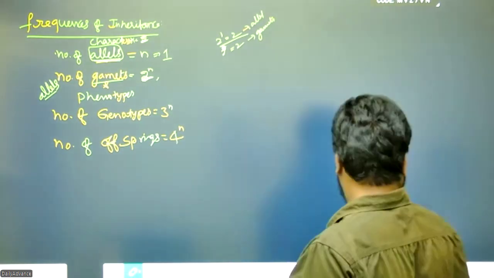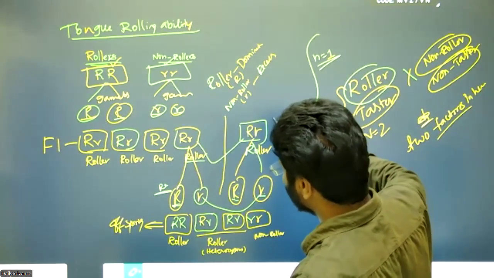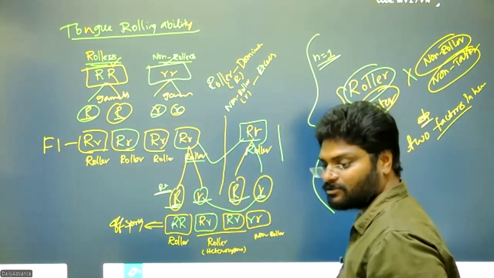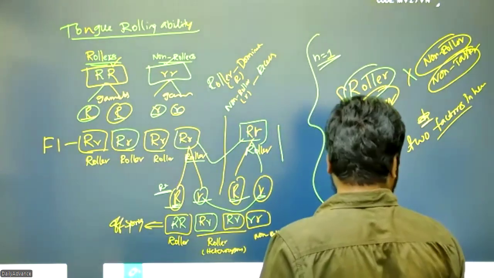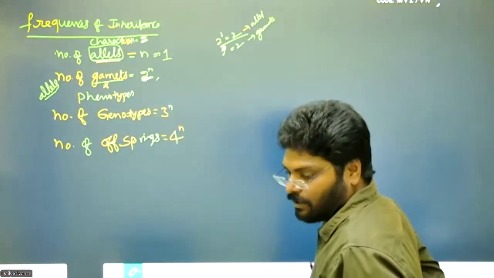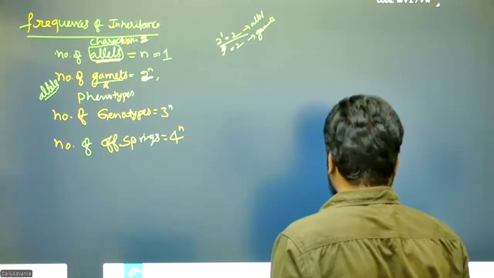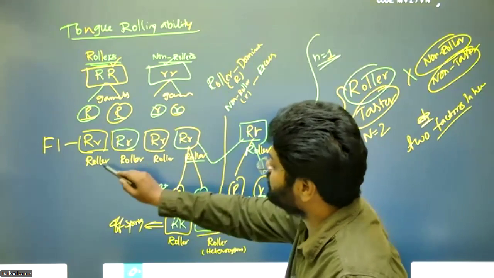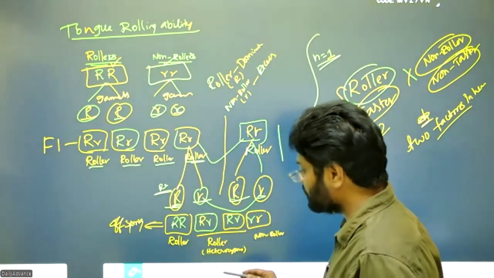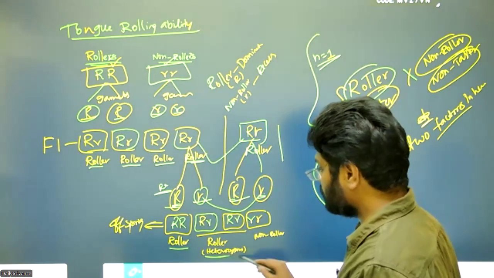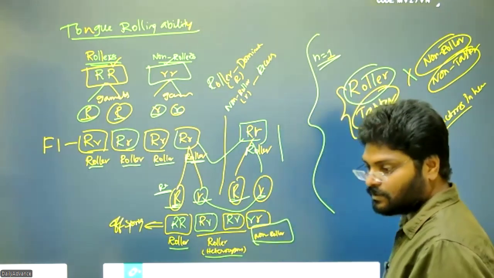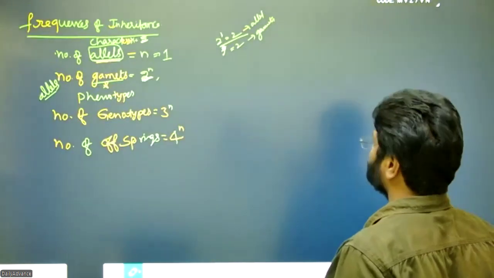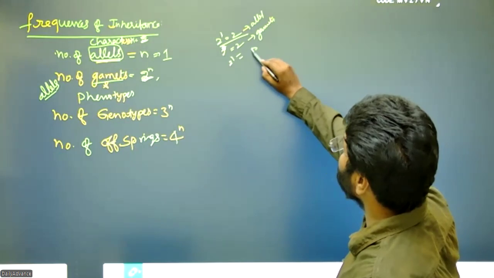Only 2 gametes are possible. You can see here in the F2 generation also, the F1 people too produced only 2 types of gametes, capital R and small r gametes. Understand? So now you can see phenotypes. How many phenotypes are possible in every generation? Here roller and non-roller. In the F2 generation, what types of phenotypes are there? Roller, non-roller. So 2 phenotypes are there, 2 power 1, that is roller and non-roller.